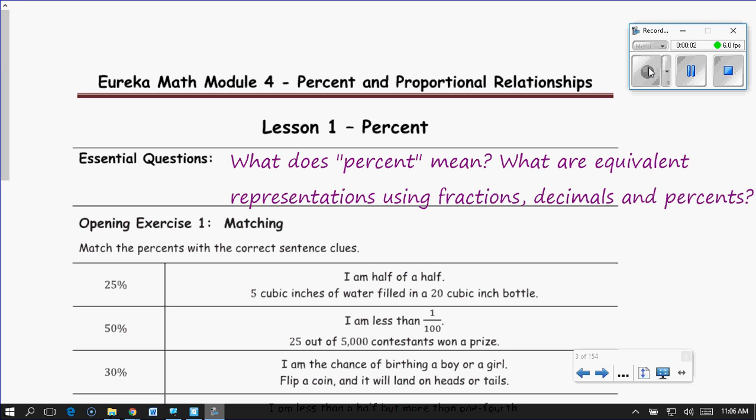Hey everyone, this is Module 4 and it's our very first lesson, Lesson 1 on percents. So this is an introduction to percents. Go ahead and write down the essential question.